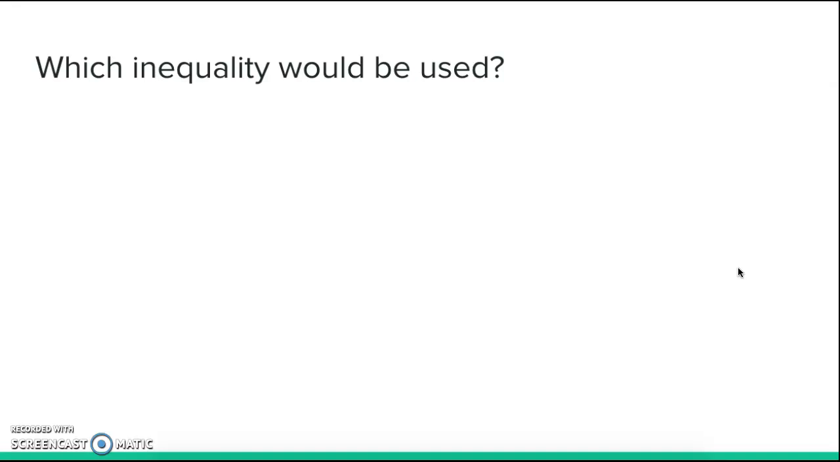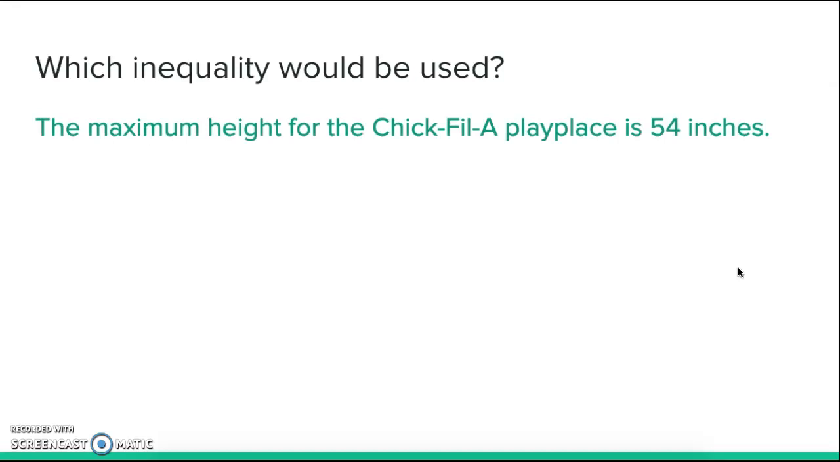I want you to think about which inequality you would use in these situations. Would you use greater than, less than, greater than or equal to, or less than or equal to? The maximum height for the Chick-fil-A play place is 54 inches.